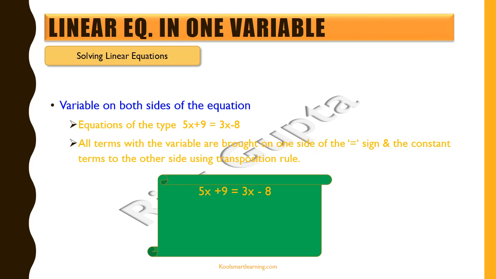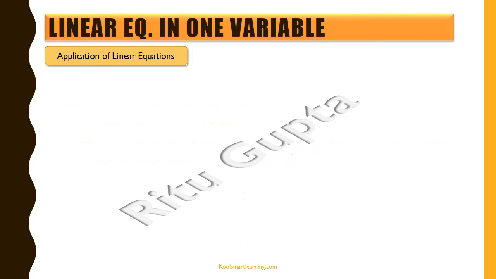So what we do is, we take the original equation 5x plus 9 equal to 3x minus 8, and then we move 3x to the left hand side and we take 9 to the right hand side, making it 5x minus 3x is equal to minus 8 minus 9. That makes it 2x is equal to minus 17, and x is equal to minus 17 by 2.